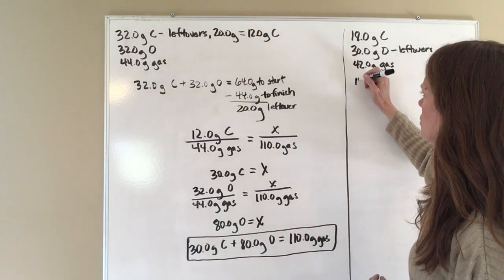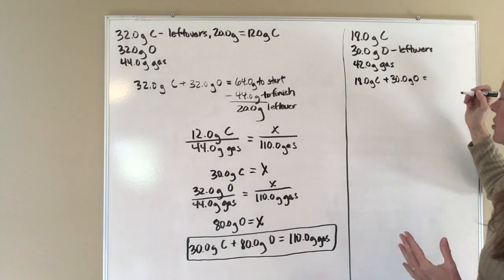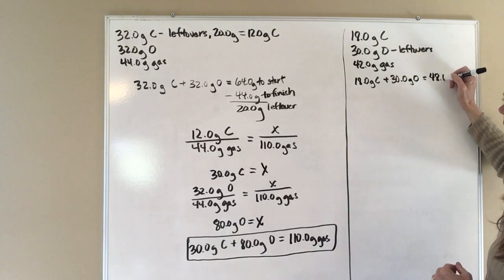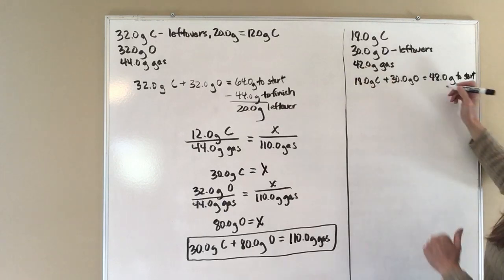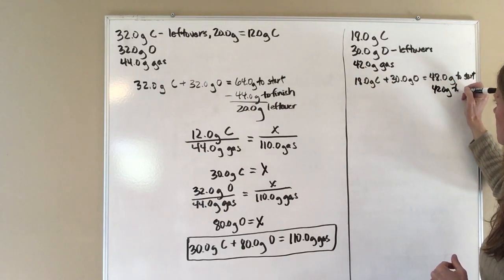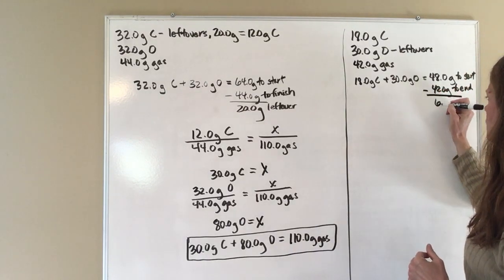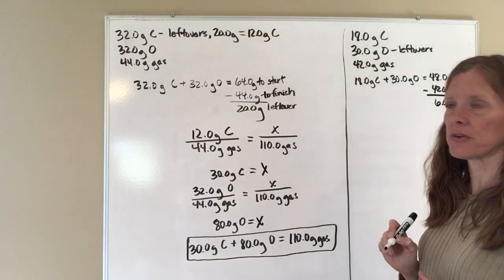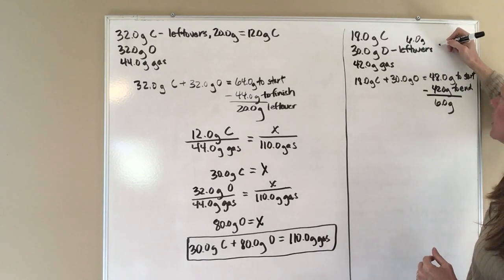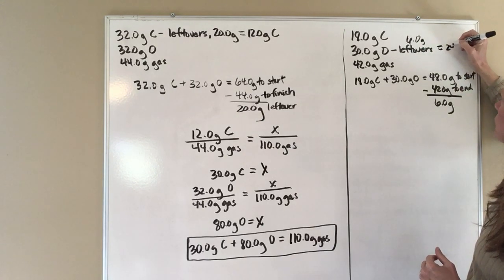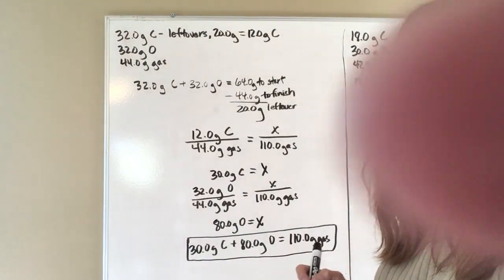At the beginning, she used 18 grams of carbon, 30 grams of oxygen, and so she had 48 grams to start with. Okay, she had 42 grams of gas at the end, and so if I subtract those two things, I'm going to end up with 6 grams of leftovers. So here I have 6 grams of leftovers, and that's going to give me 24 grams of oxygen that she actually used.